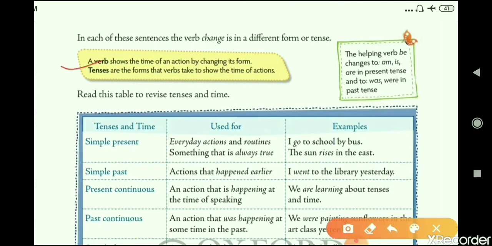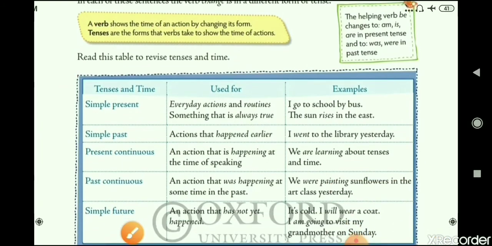Now, what is a verb? A verb shows the time of an action by changing its form. Means by changing its form, a verb shows the time of action. Means when an action is done. Tenses are the forms that verbs take to show the time of actions. Okay, now read this table to revise tenses and time.